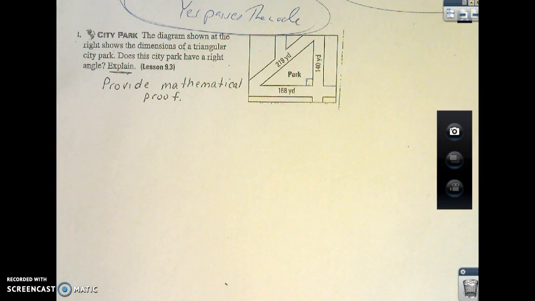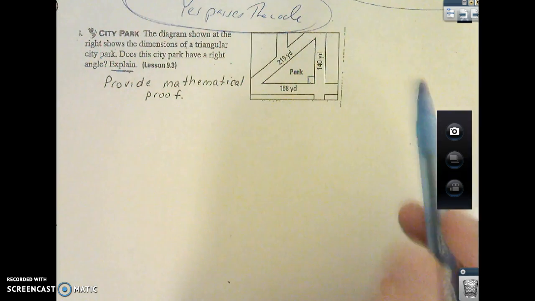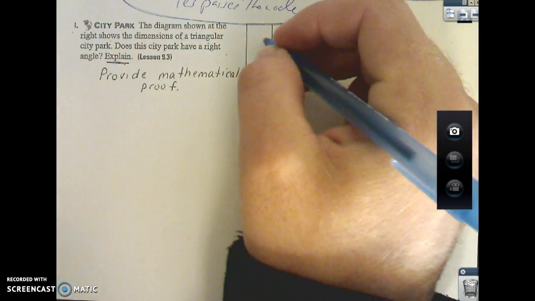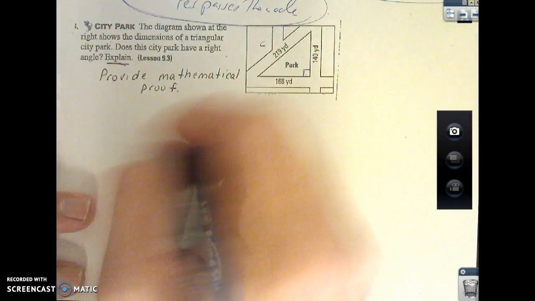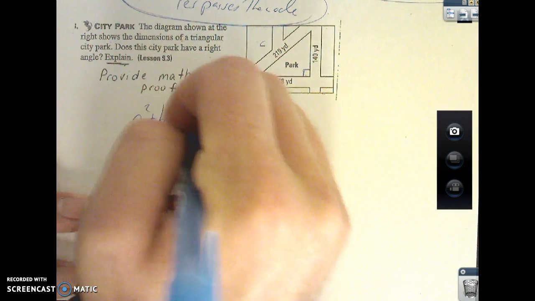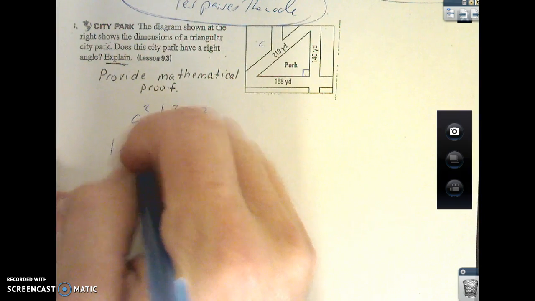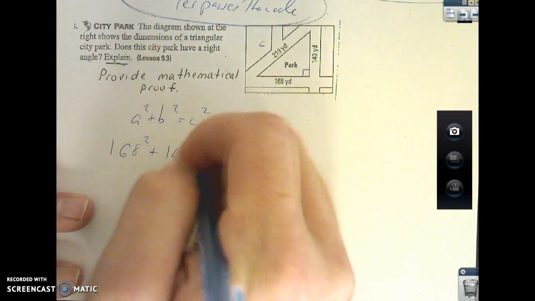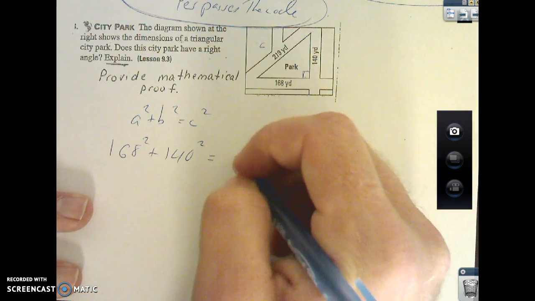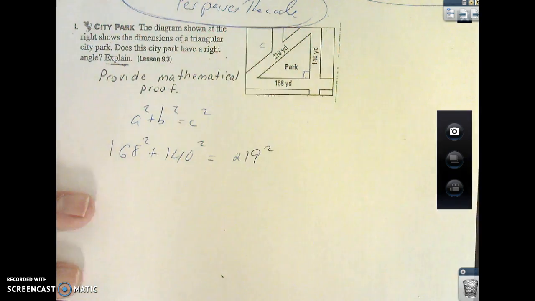All right. How do I prove something's a right angle? Well, I'm going to use Pythagorean theorem converse. Which of these 3 numbers is the biggest? 219, Mr. Howard. Good, that's your C. So, a squared plus b squared equals c squared. 168 squared plus 140 squared. I'm seeing if that's equal to 219 squared.